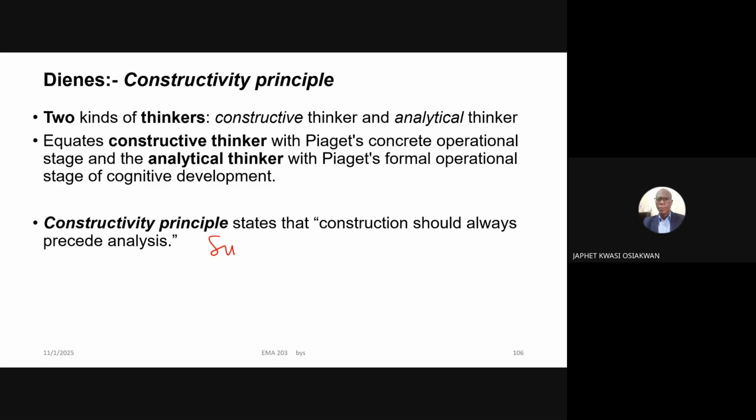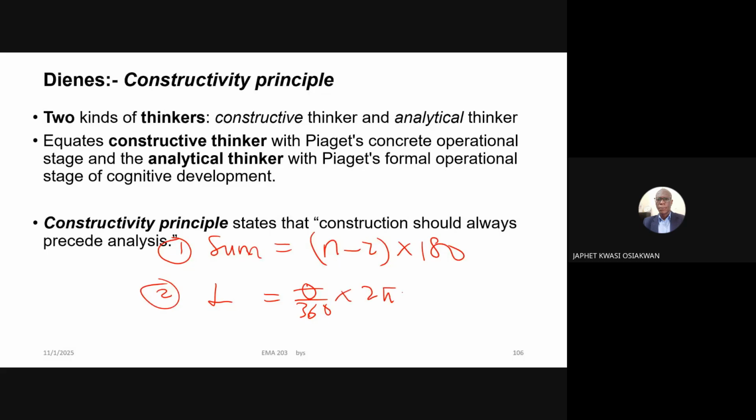Yes, I've given the first one. I said the first one is the sum of angles in a polygon, n minus 2 times 180 degrees. The second one that I give is the length of an arc, which is theta on 360 times 2 pi r. And then the third one is the area of a sector, which is theta on 360 times pi r squared. So there are 3.